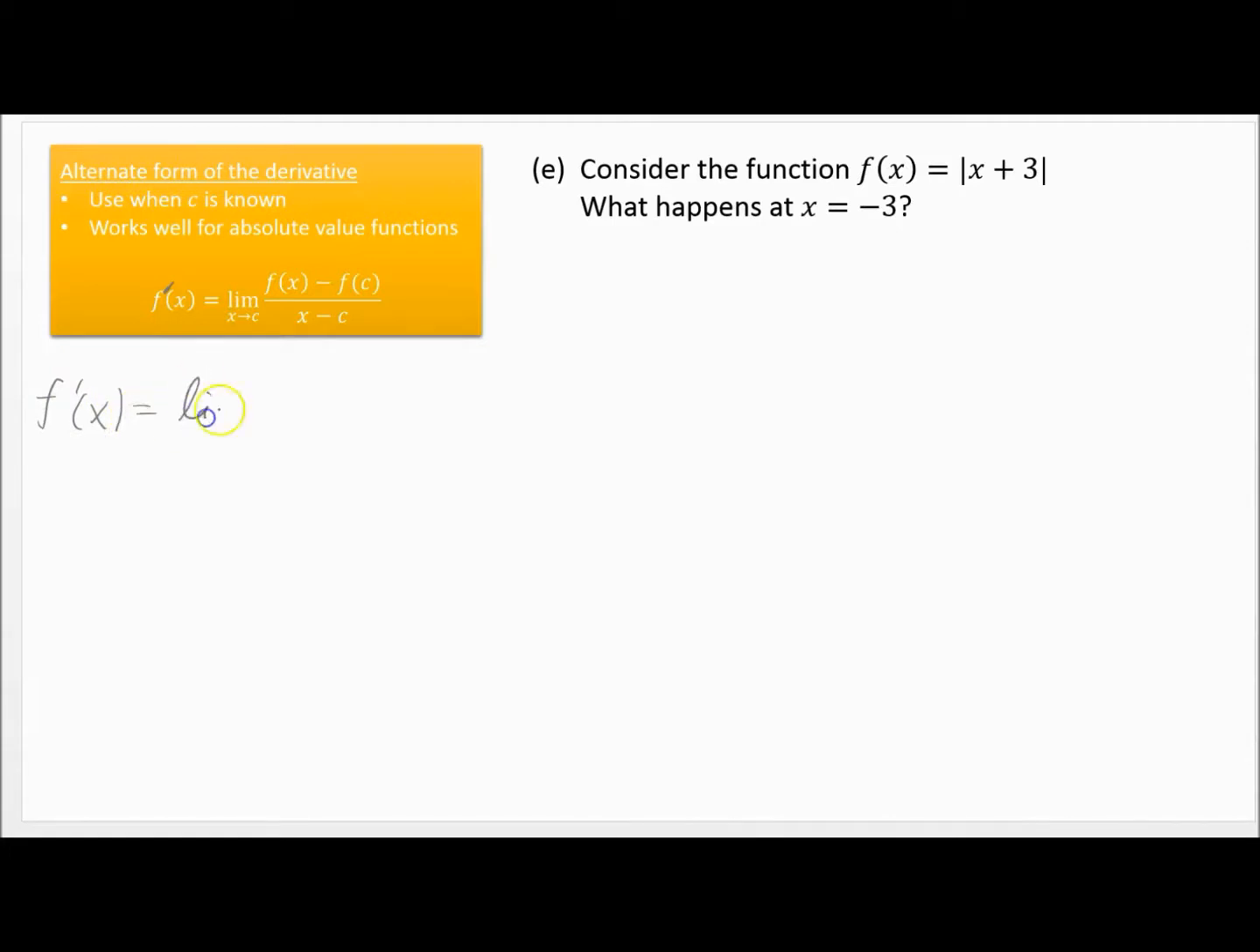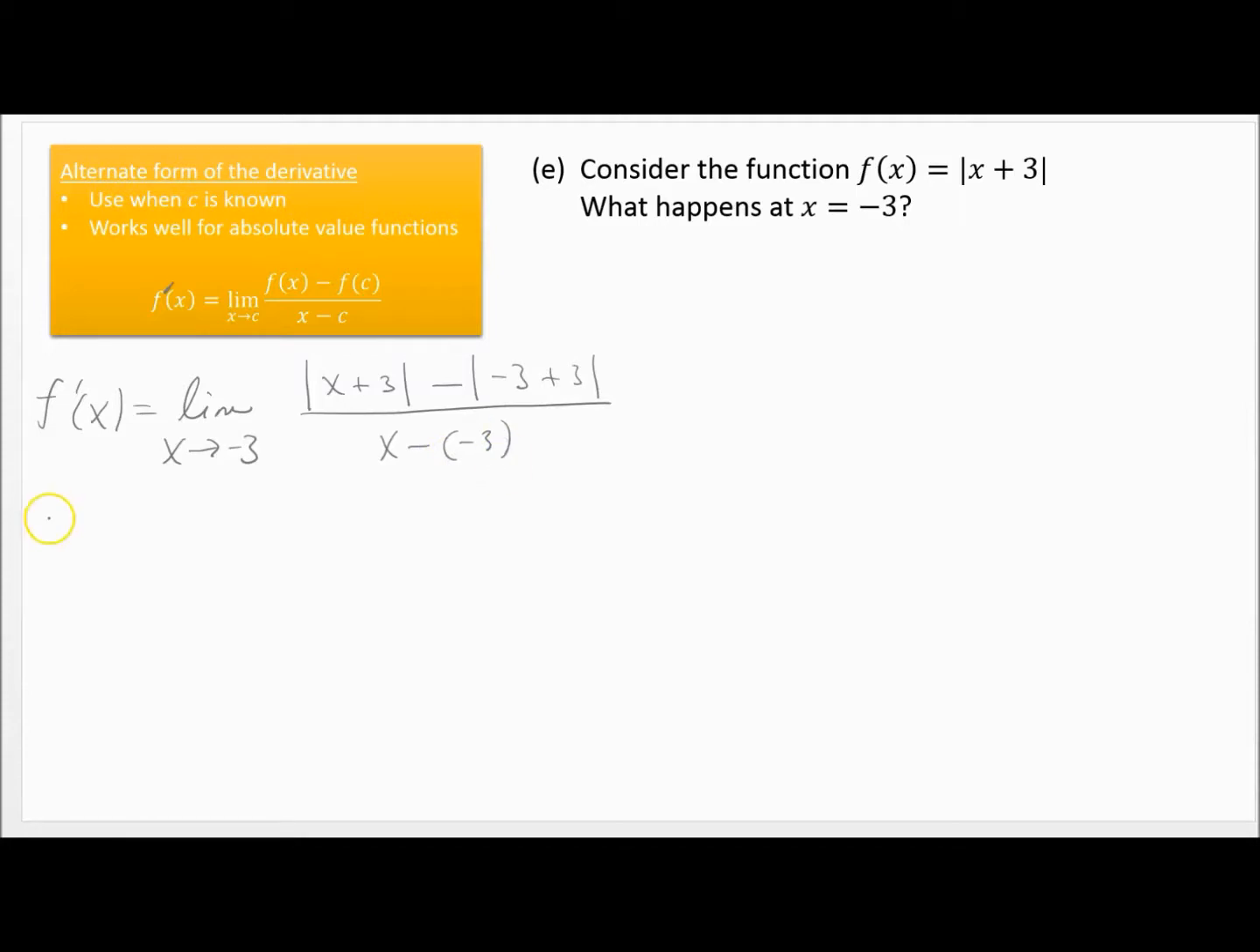is equal to the limit as x approaches our c value, negative 3. So as x approaches negative 3 of f of x. So let's write f of x down. That's going to be the absolute value of x plus 3 minus f of c. So that's going to be the absolute value of negative 3 plus 3. You agree? That's what f of c is. That means just plug in your c value, which is negative 3. All right? All over x minus negative 3.